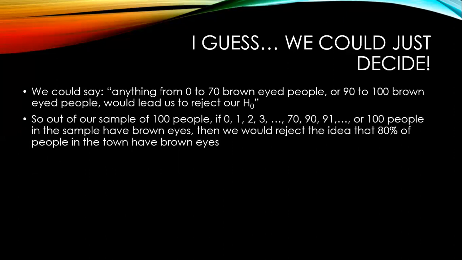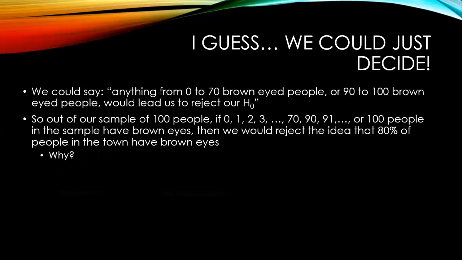So again, this is kind of what I'm saying here. Out of our sample of 100 people, we collect our 100 people. We're going to ask them, do you have brown eyes? If none of those people have brown eyes, or 1, 2, 3, 4, 5, 6, 7, 8, 9, all the way up to 70, or 90, or 91, 92, all the way up to 100 people. If we collect our 100 people and we record any of those numbers who have brown eyes, then we would reject the idea that 80% of people in the town have brown eyes. So we would reject H0, that null hypothesis that 80% of people in the town have brown eyes.